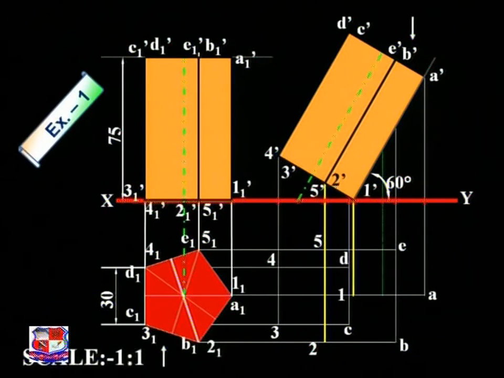Now think about this, the axis, from this point draw a vertical line.